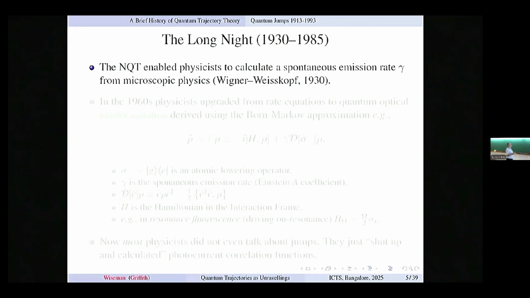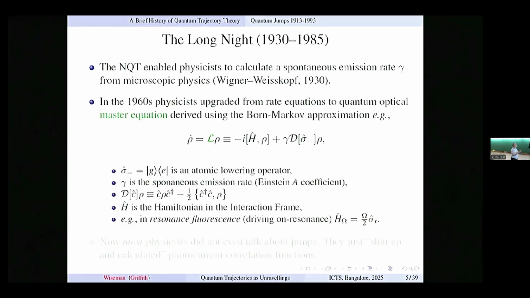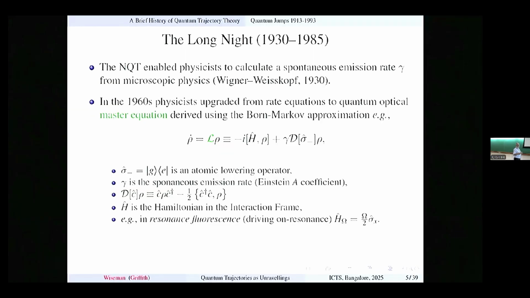Then in 1930, the famous paper by Wigner and Weisskopf was the first to actually derive from first principles, using the nascent quantum field theory, the rate for spontaneous emission of an atom. And then after the war, physicists, starting with NMR and moving on to other fields, upgraded from just writing down rates to actually writing down what we call a master equation. That's an equation for a density operator or state matrix.